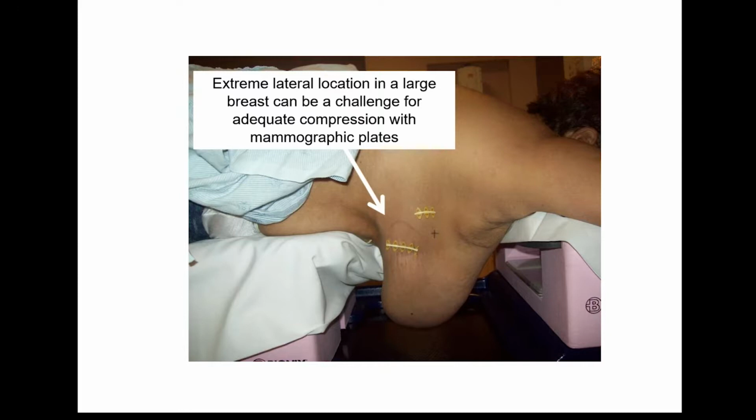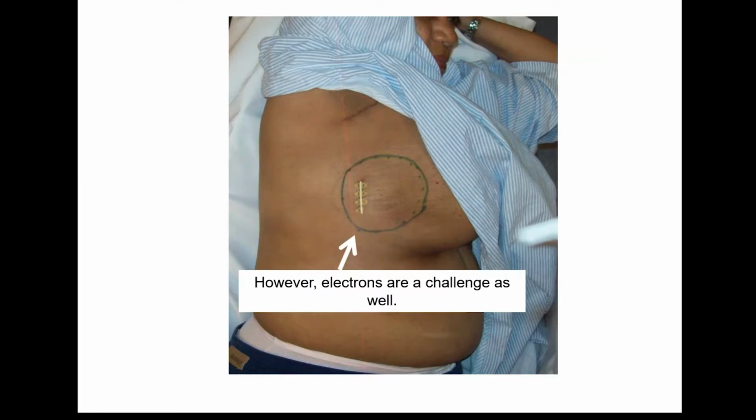Sometimes we will look at a case like this and say, gee, this is going to be a tough AccuBoost case, very large breast, extreme lateral position. How practical is it to get the compression plates in this location? But we'll often give it a try and see if we can make this work. And in fact, next slide, as we look at electrons in this patient, less than ideal in terms of defining the volume here. And next slide.